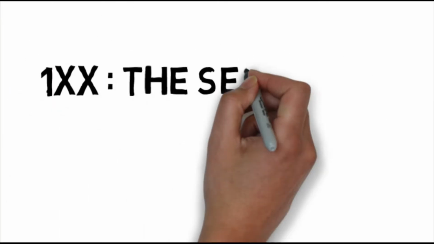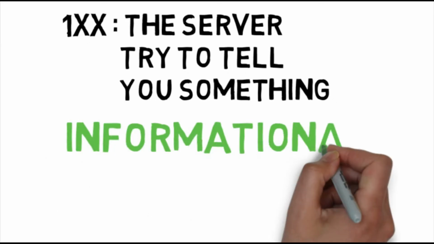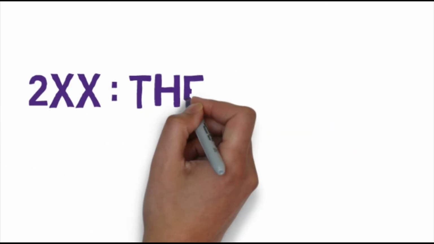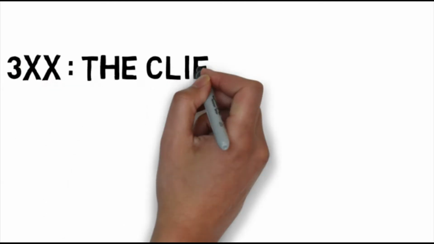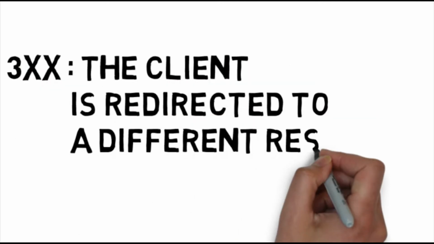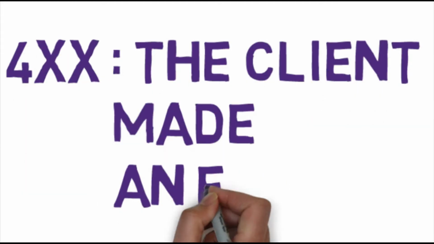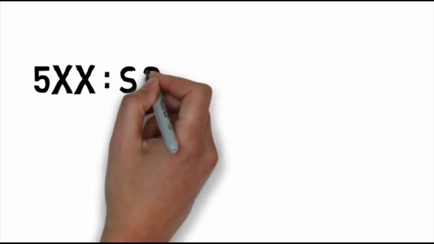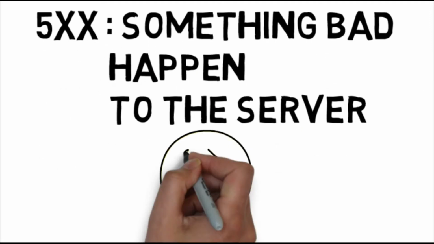So if the status code starts with a 1, that means that the server is trying to tell you something, to inform you about something. It's informational. And when the status code starts with 2, that means that the request was successful. And when the status code starts with 3, the client is redirected to a different resource. And when a status code starts with 4, that means that the request that is made by the client contains an error of some kind. And when the status code starts with 5, that means that the server encountered an error while processing the request.